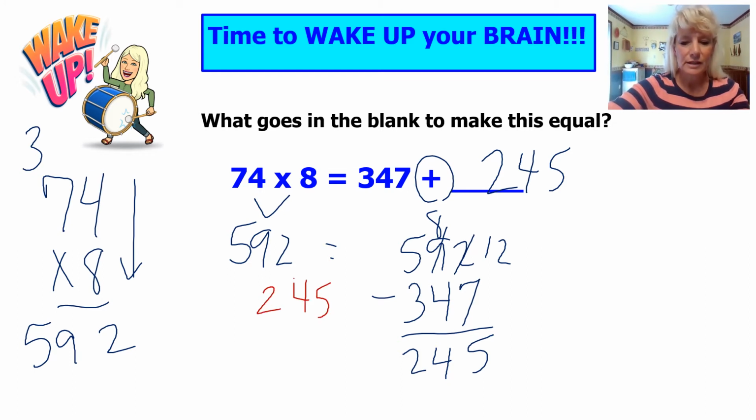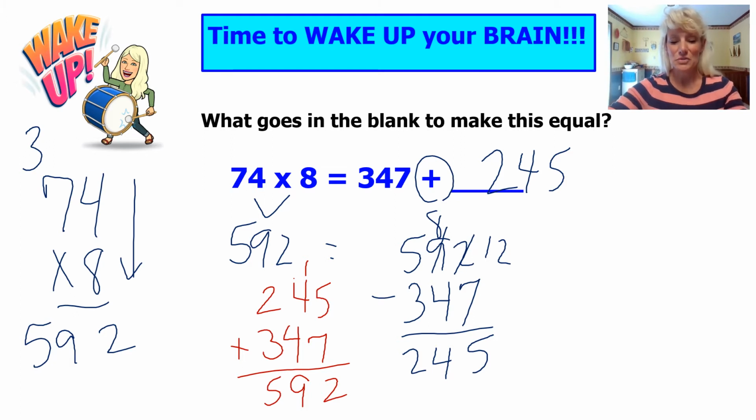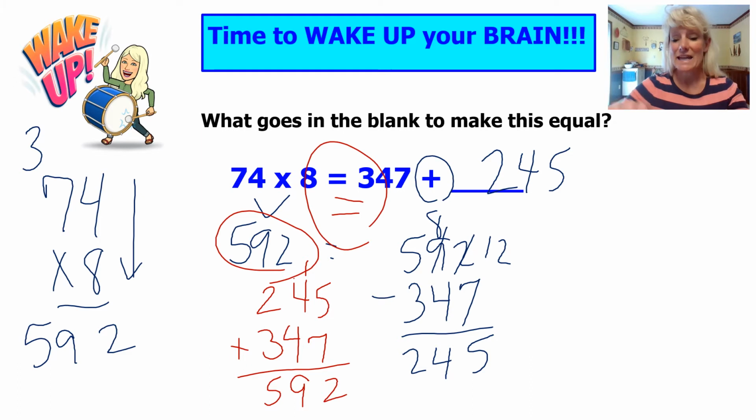So I have 245, and I'm going to add the 347. You could do it either way. All right, 5 plus 7 is 12. Carry the 1. 4 and 4 is 8. 1 more is 9. And 2 and 3 is 5. All right, I have 592 here, and I have 592 here, so everything is nice and balanced. I hope you got that answer too.